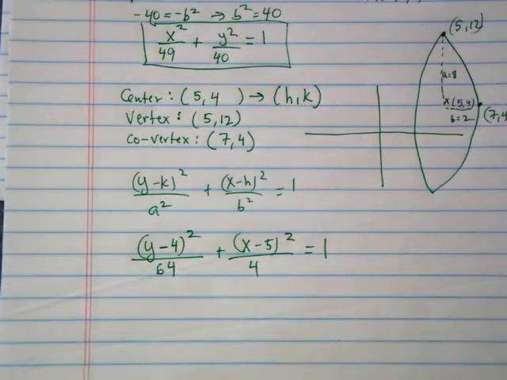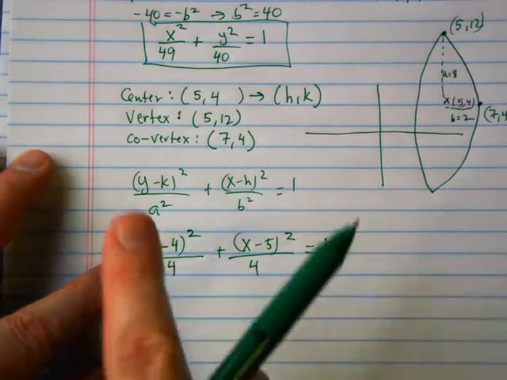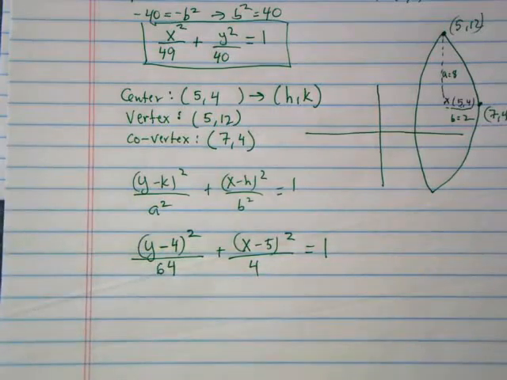I mean, there's lots of stuff you could do. You could move this over. You could multiply by the 64. You could do square roots. But you really don't want to do any of that. You want to leave it just like that is the way to write it. Other questions?